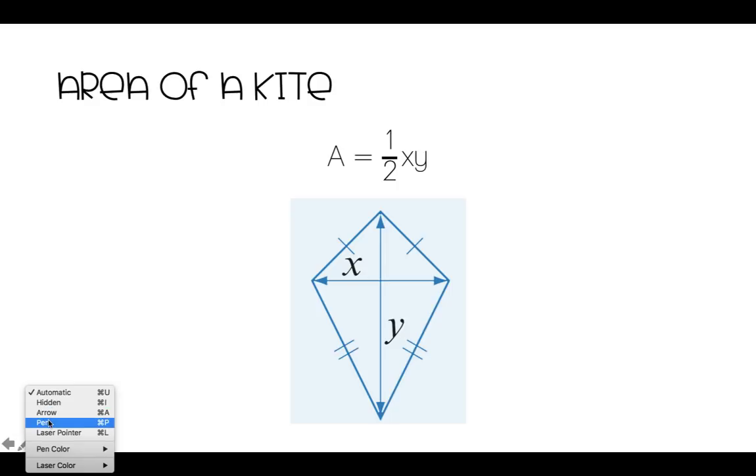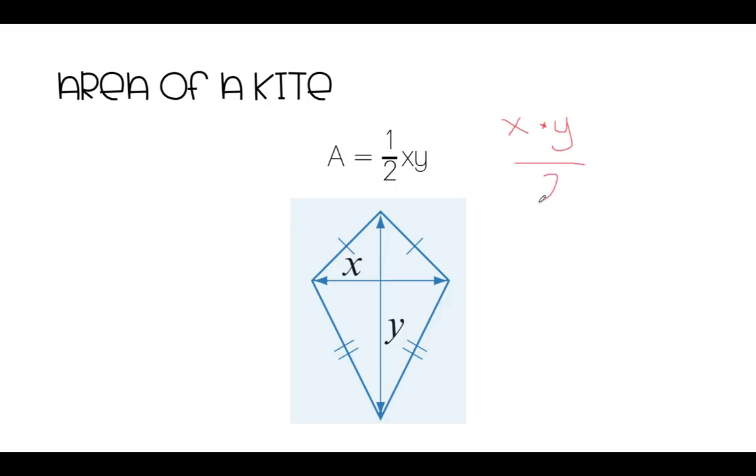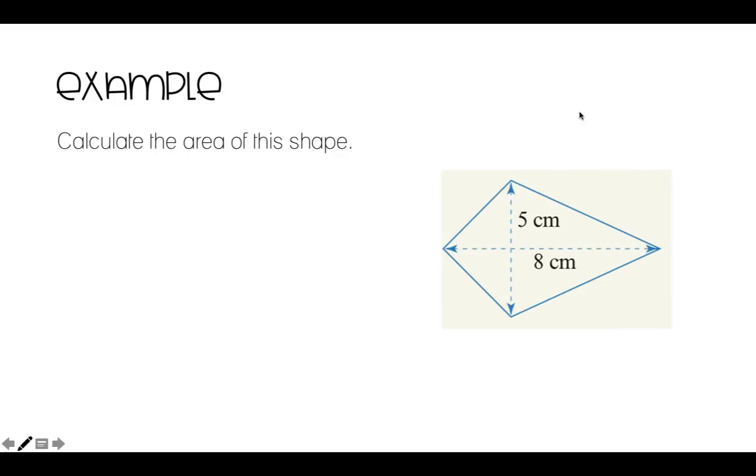The other way that we can write this is x times y divided by 2. So x times y divided by 2 is the same as 1/2 times x times y. Both the same. Let's do an example. Calculate the area of this shape. Area equals 1/2 times x times y. So 1/2 times 5 times 8, which gives us 20 centimeters squared, because 5 times 8 is 40 and half of 40 is 20.